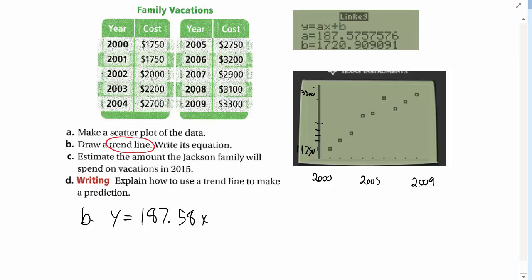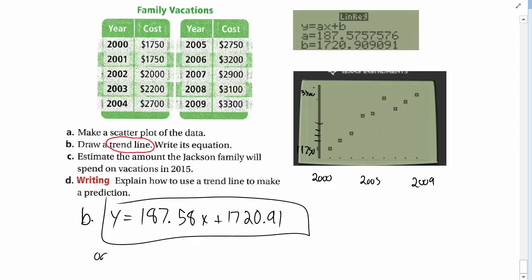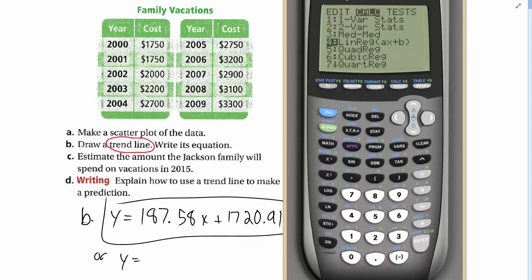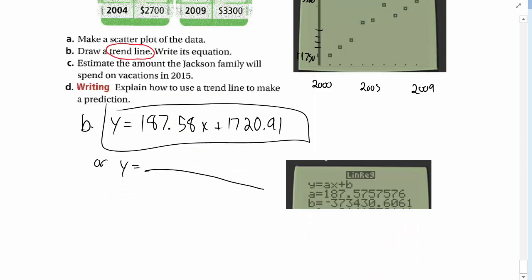The slope is 187.58. It's not really important that you're super accurate since you're just approximating. If you put 190, I'd be okay with that. If you put 200, that would be a pretty good ballpark too. If you put 1700 instead of 1720.9, that would get you close enough for a trend line. If I put the actual years themselves instead of the years since 2000, see how it gives me this really weird y-intercept? That's why I didn't put it that way, in case you're curious. The y-intercept doesn't make sense.